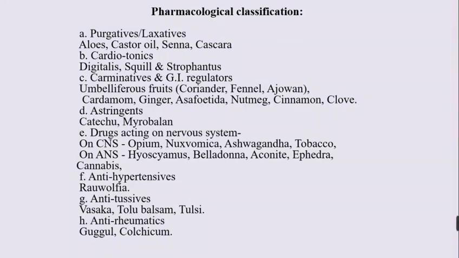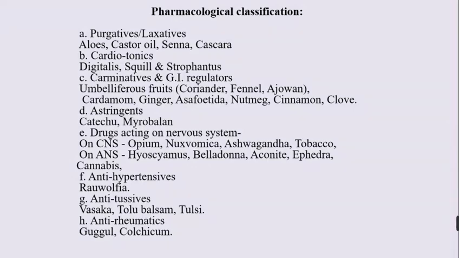Purgatives, examples are aloes, castor oil, senna, cascara. So what are purgatives? These are the drugs or food which cause the bowels to empty. Next, we'll learn about the cardiotonic drugs. These are substances which improve the heart muscles' contraction and efficiency, which leads to better blood flow throughout the body. Examples are digitalis, squill and strophanthus. Next, we have the carminatives and GI regulators. So what are carminatives? These are the drugs which relieve flatulence. Examples are cardamom, ginger, etc.